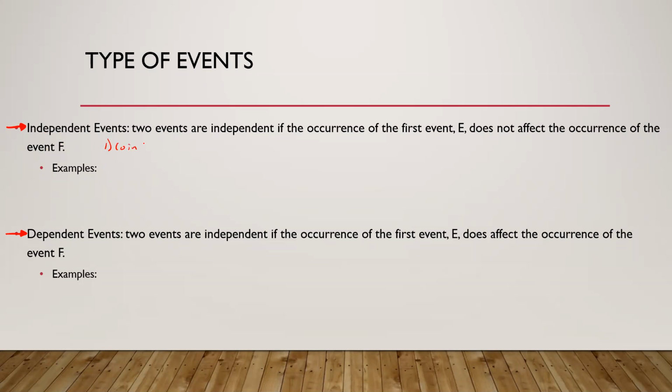Things like coin flips and die rolls are independent events. Like if I say I want to find the probability that you flip heads and roll a 6. If I flip heads, okay, so that's my first event E. If I flip heads, will that impact or change the occurrence that I then roll a 6 on my die? Does flipping a coin have anything to do with it? No, it doesn't.